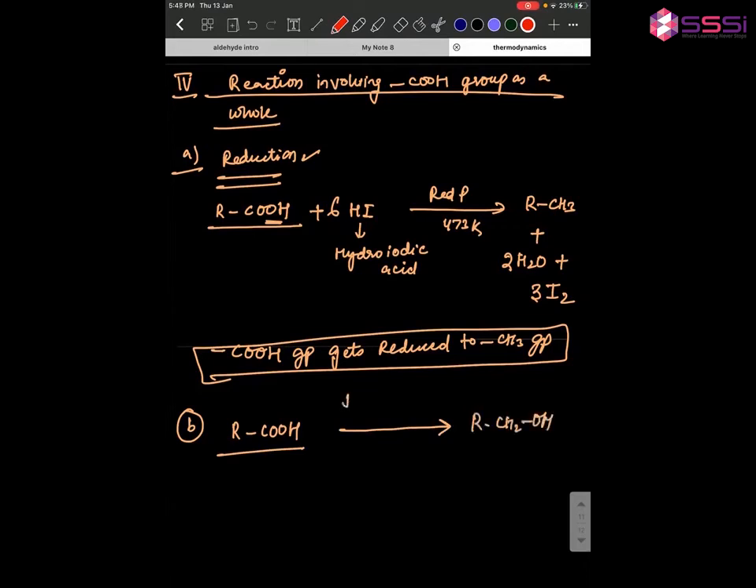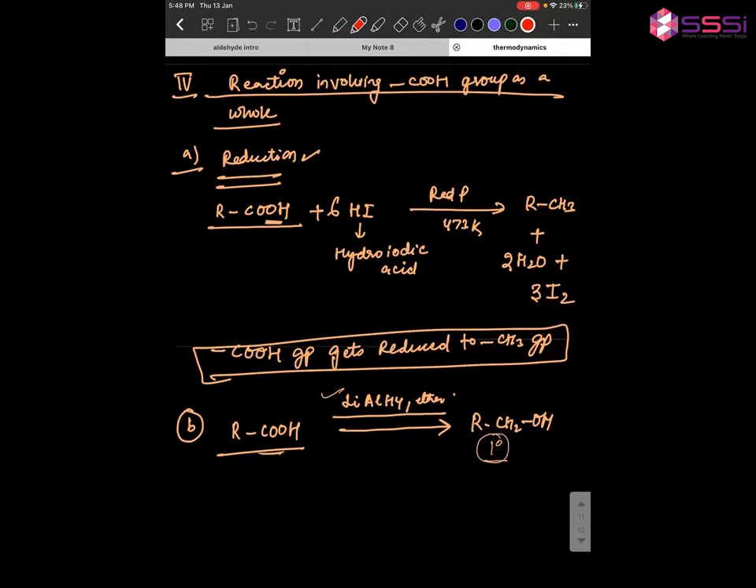So if we want to reduce this acid into an alcohol, it will be reduced in the presence of a reagent. I have already told you, that is lithium aluminium hydride in presence of ether. So with lithium aluminium hydride in presence of ether, carboxylic acid gets reduced down to primary alcohol.